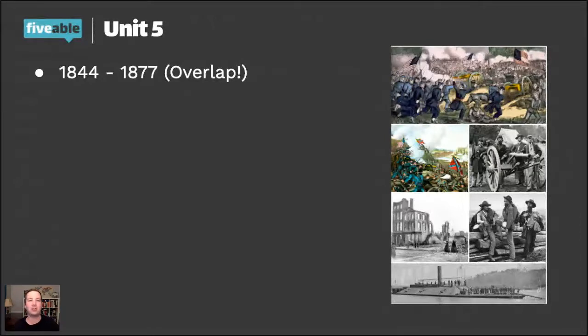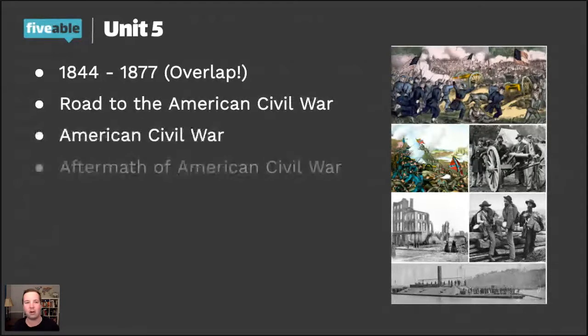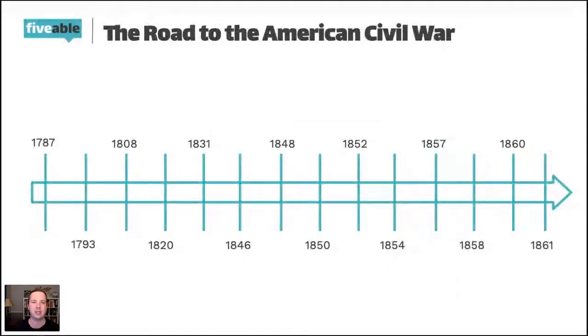This is basically going to be, if you had to break it down into three sections, the road to the American Civil War, the Civil War, and the aftermath of the Civil War, right? 1844 is the election of Polk, so you get the Mexican-American War, you get Manifest Destiny, and then the election of Rutherford B. Hayes is the end of Reconstruction, a.k.a. after the Civil War. So that's kind of your basic overview in case you're wanting that.